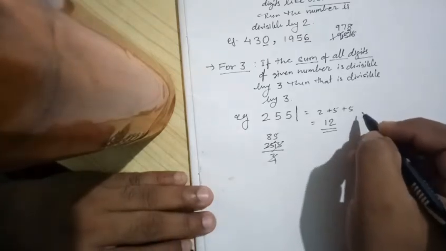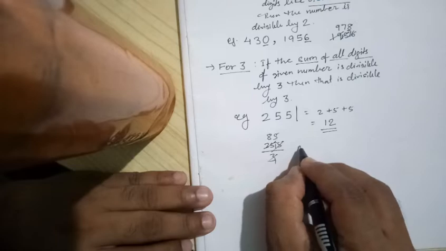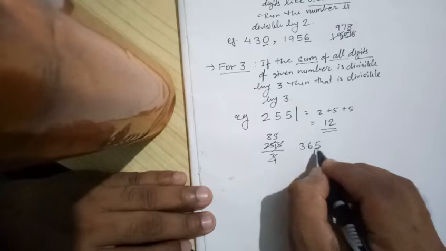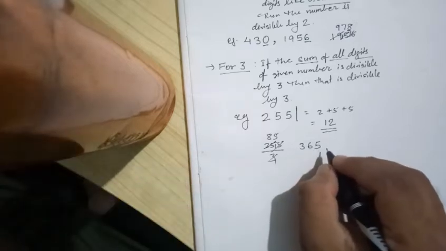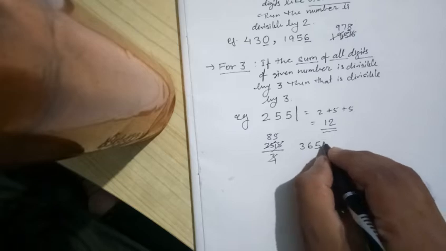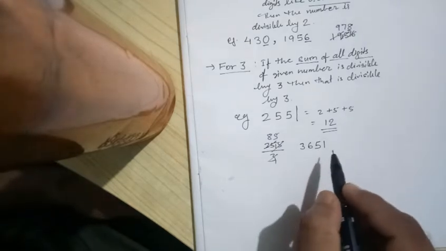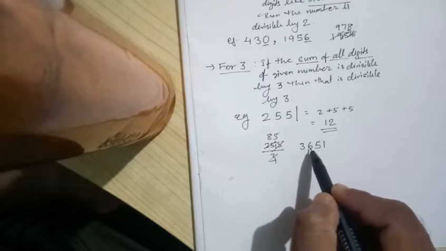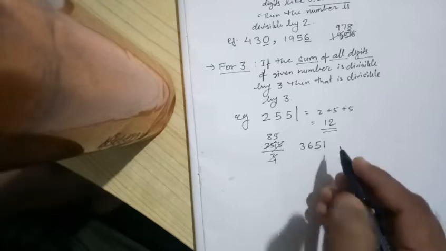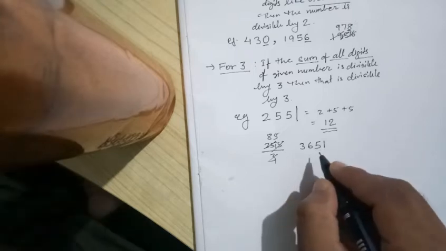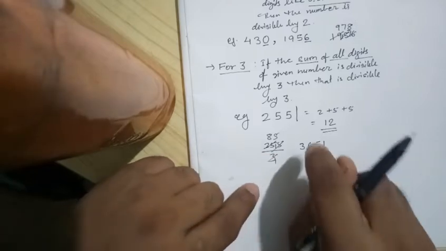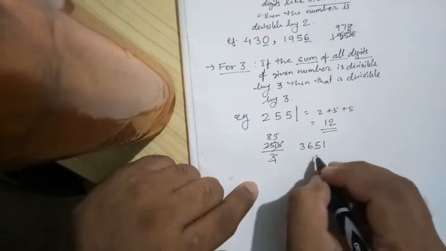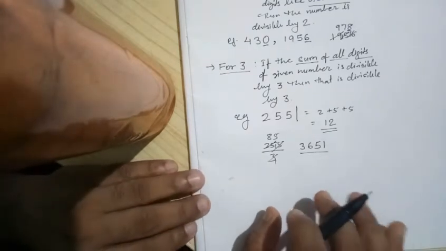You can take another example also. For example, this time we take the example of 3 6 1 5. Let's check it out. What do we have to do? We have to add all the digits here. So let's start. 3 plus 6 is 9, 9 plus 1 is 10, 10 plus 5 is 15, and 15 is divisible by 3. So this number is also divisible by 3. So this is how you have to remember that the sum of all digits of a given number. So this is also divisible by 3. Hope you understood.